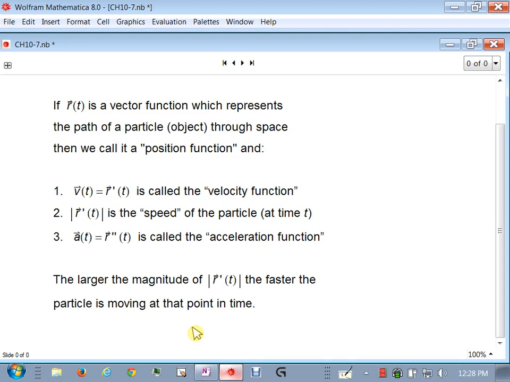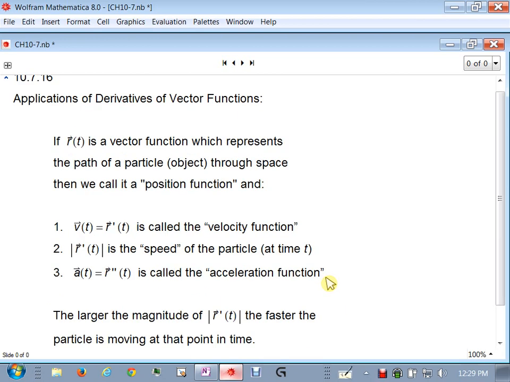So start with r of t, it's a vector function, right? Take its derivative, velocity function, but it's still a vector function. Take derivative again, it's acceleration function. If someone asks you for the speed of a particle, do they want the velocity function? No, they want the magnitude of it, right? So anyone who's taken physics knows that there's a difference between speed and velocity, right? Velocity is a vector, speed is its length. That's all it is. Velocity is a vector, speed is the length of that vector.